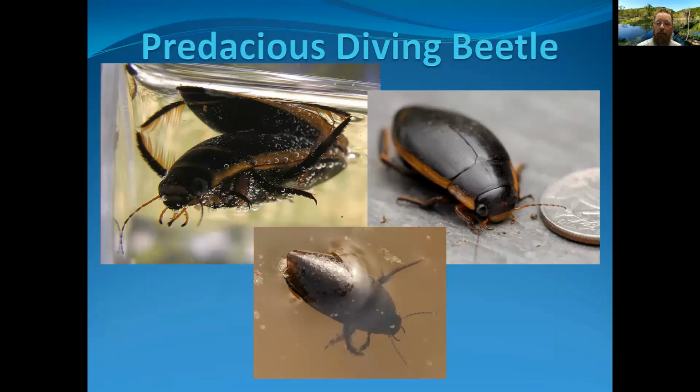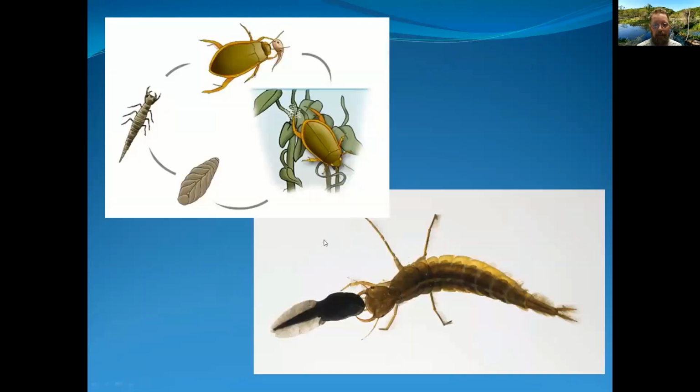Now they do have wings, so if they're in a small body of water and it starts to dry up in the summer, they can fly off and find a new body of water. They're called predacious. The word predacious means they're predators. So they eat other insects, other aquatic invertebrates. They live in the water, they lay their eggs in the water, and when those eggs hatch, they look kind of like this little guy here, which actually looks very similar to a dragonfly larva. You can see even the larvae are predacious. They'll eat other insect larvae, tadpoles, small fish, anything they can get a hold of.